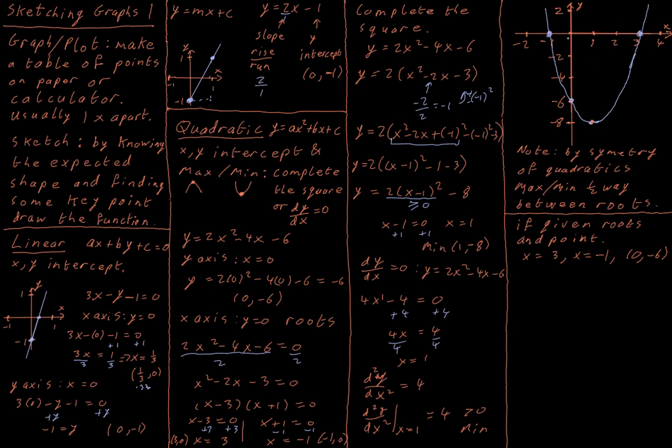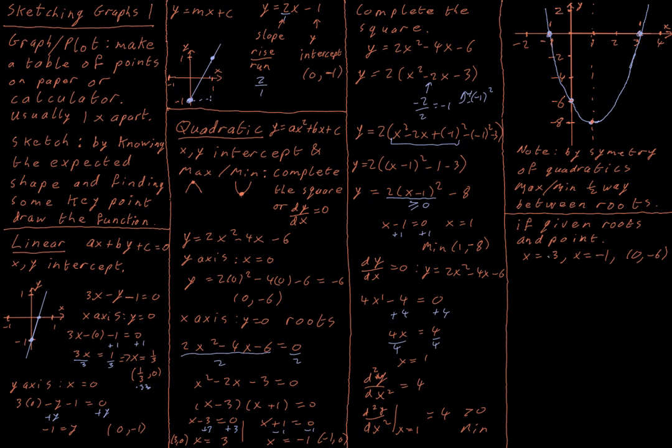And just as a quick aside, to remind you of the symmetry, which is important to quadratics, we had a root at minus 1 and a root at 3. We know because the quadratic function is symmetric about its maximum or minimum, that our maximum or minimum had to be halfway between those two roots. So we would have been able to figure that out that way as well.